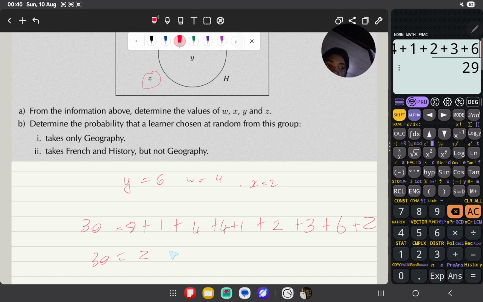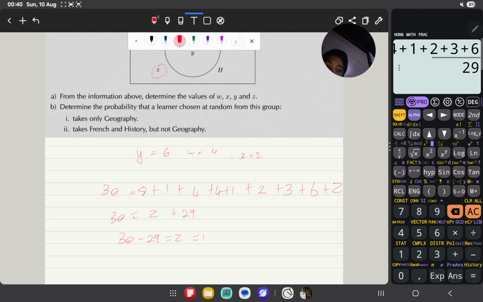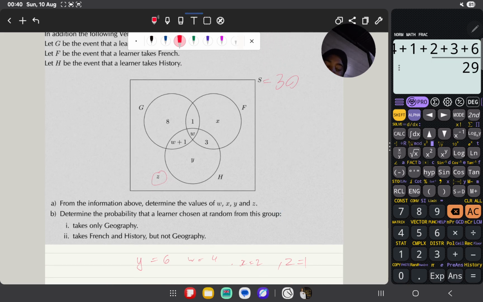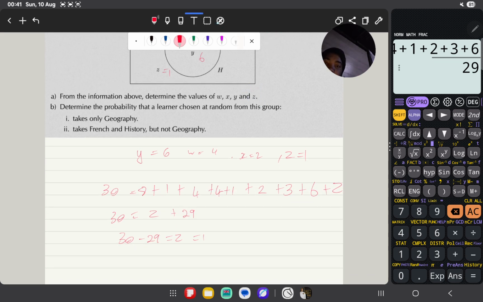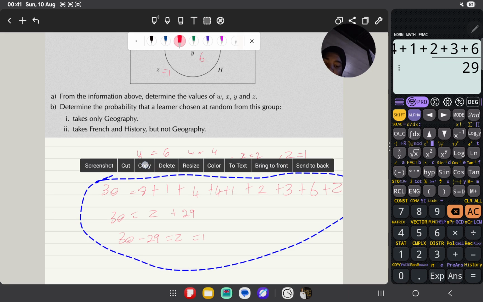The number I have is 29, right? Saying that 30 minus 29 equals z, which is 1, right? So now I have all my values. Z equals 1. This is 1, this is 6, this is 2, this total is 5, and here it's 4, right? So now I can answer the questions.